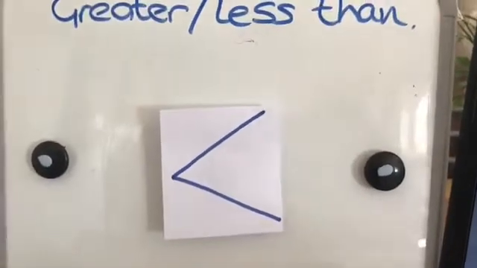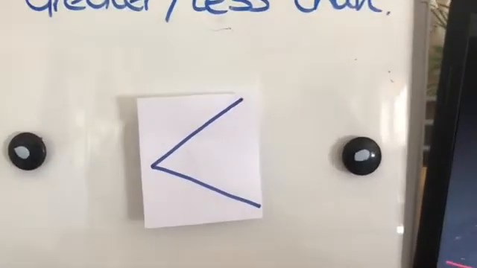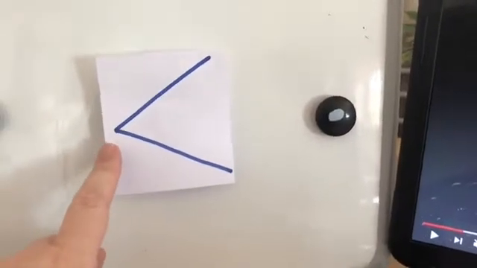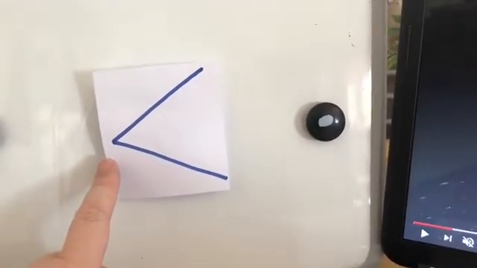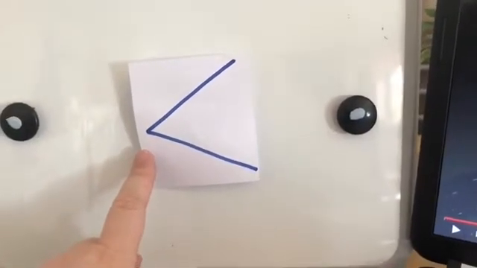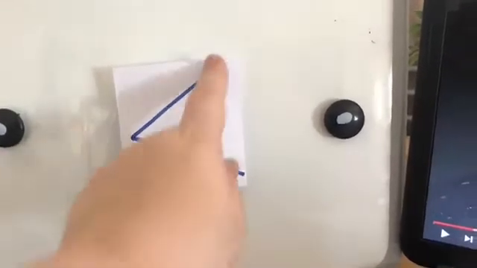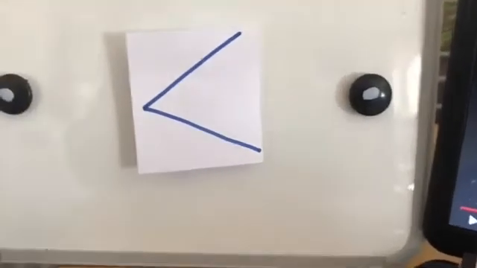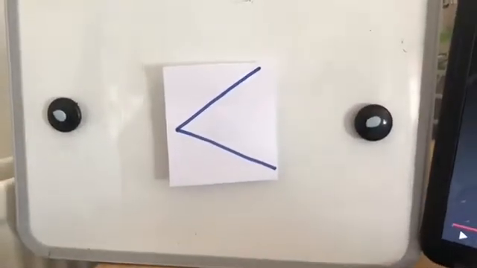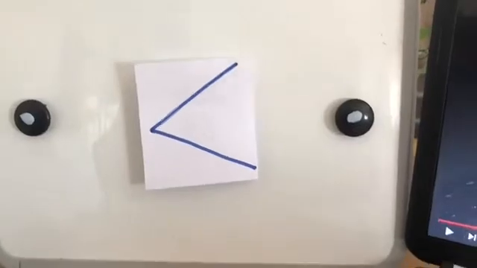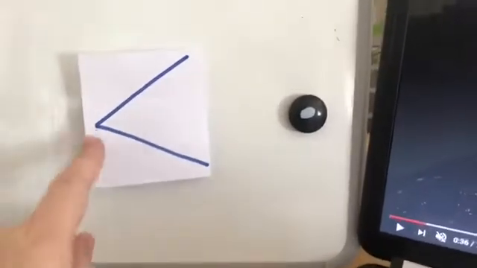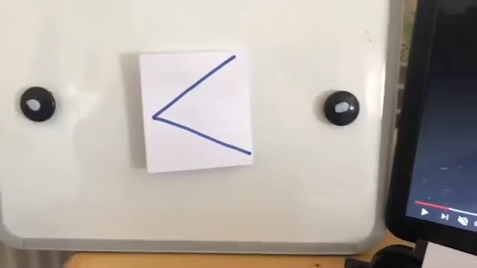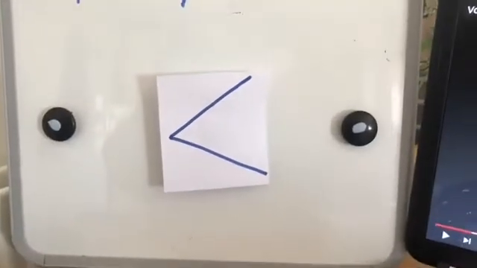Now just to explain how the greater than and less than sign works, if the pointy end is pointing towards a number, it means that that number is smaller than the other number. If this bigger part is pointing towards a number, it means that that number is the bigger number. And the way to remember that, and this is how I remember it, is the pointy bit is the small bit, the wide bit is the big bit. So we are looking for the smaller and the bigger numbers.